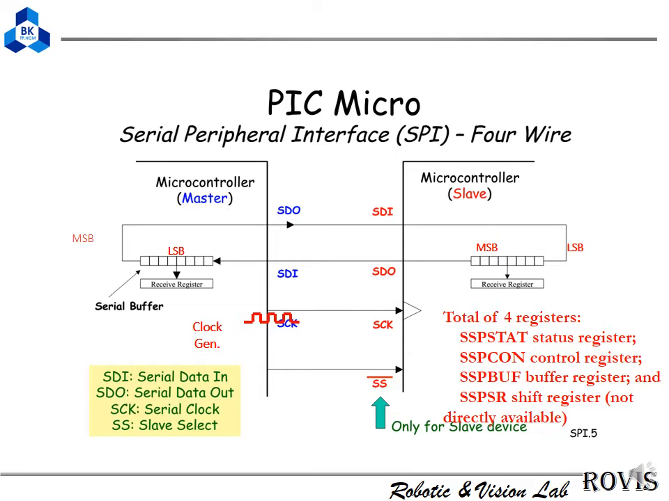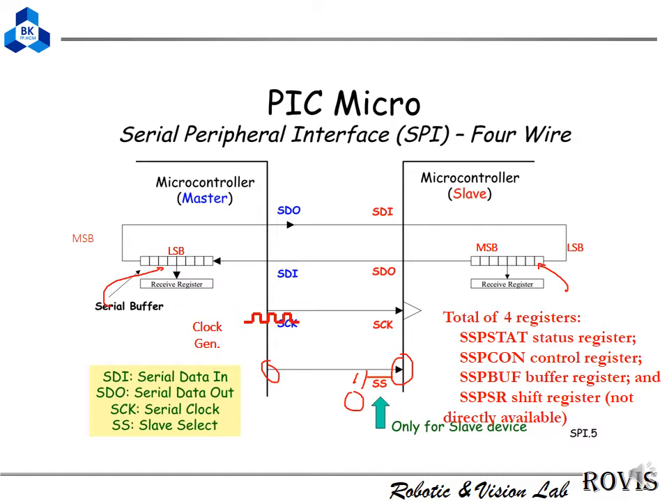So this is the working principle of the SPI communications. The first step is, of course, we have to activate the chip select line, to set this one equal to 0, and then the data will be loaded to the buffer here.